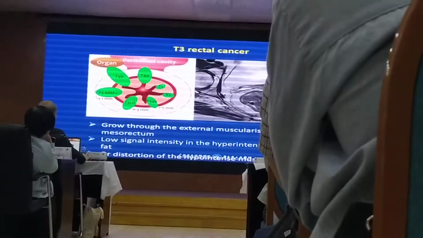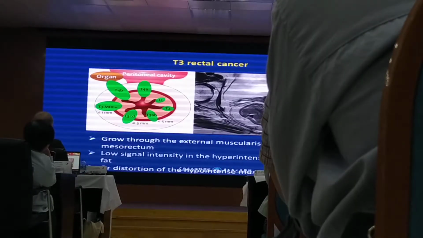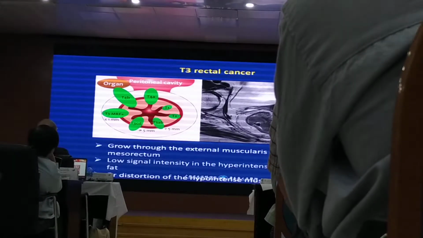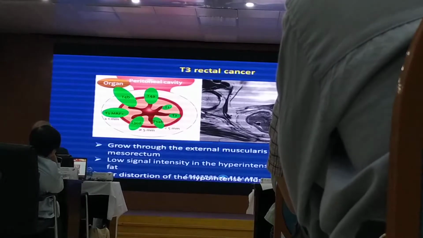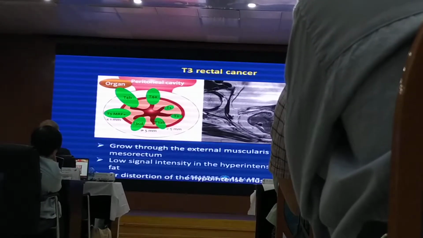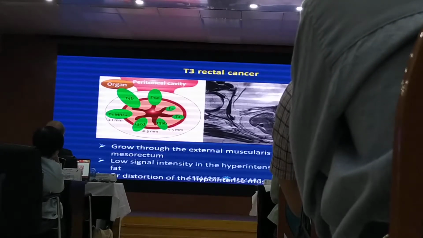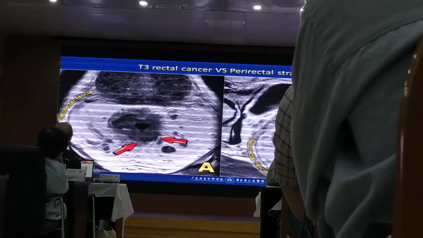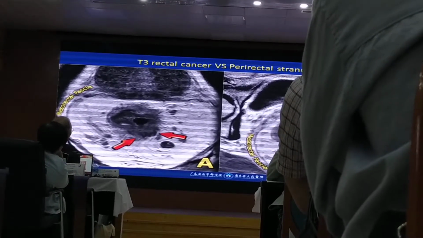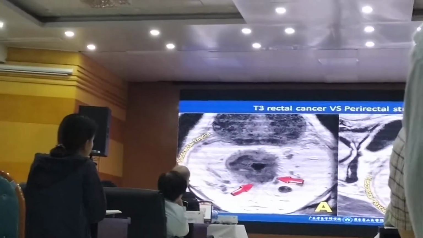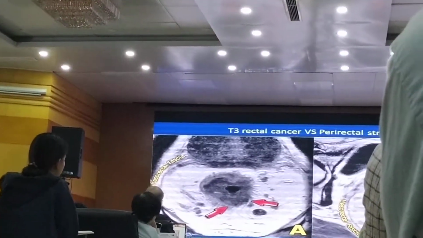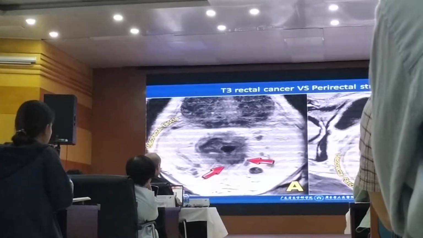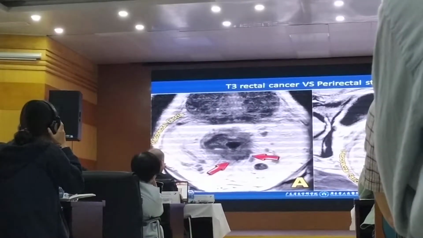T3 is the growth through the external muscle into the surrounding mesorectum. As the rectum does not contain a serosal layer, the tumor invades directly into the mesorectal fat, and it can spread to the lymph nodes and beyond. It is difficult to distinguish true tumor invasion from desmoplastic reaction, which is the main cause of overstaging. To prevent understaging, it is recommended to stage a tumor as T3 when spiculation is present.